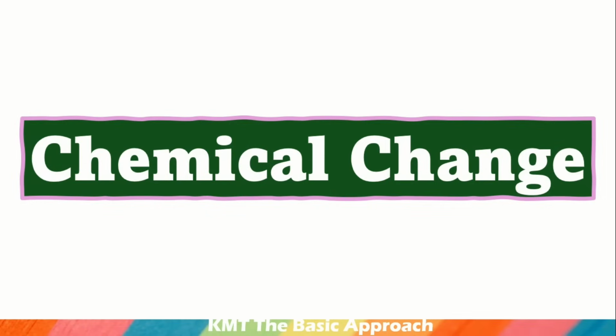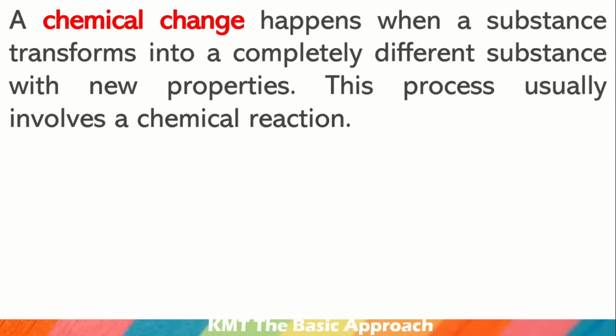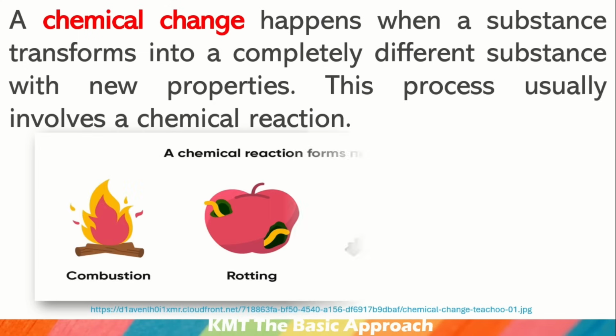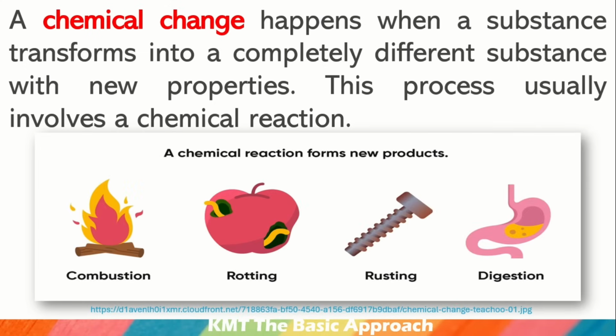Second lesson, chemical change. A chemical change happens when a substance transforms into a completely different substance with new properties. This process usually involves a chemical reaction. A chemical reaction forms new products: combustion, rotting, rusting, digestion.